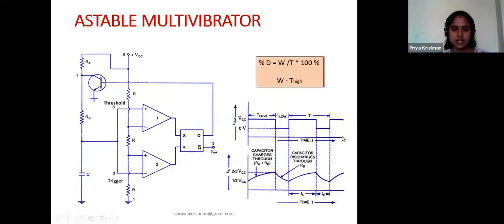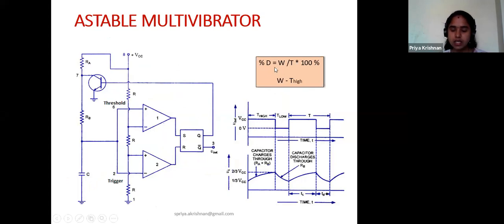There is no external signal applying. So the capacitor is charging up to 2/3 VCC and it is discharging to 1/3 VCC. Again charging, again discharging. So up to the charging point, the output is high, again it is low. Again it is high, again it is low.